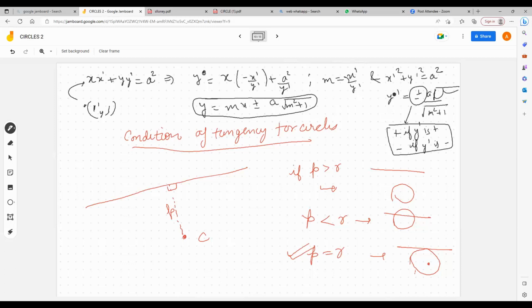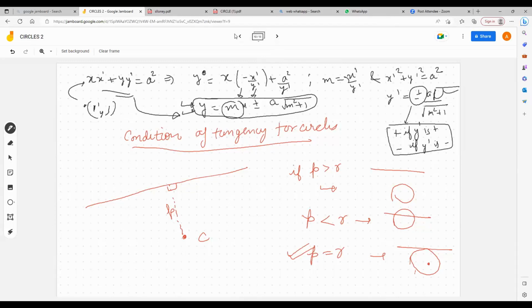Now, using this, we can just substitute x prime as minus m y prime, and after substituting, if we solve for y prime, we get it as plus or minus a divided by under root m square plus 1. And then we can convert this equation by putting minus x prime by y prime as m, and for a square by y prime, we put y prime as a divided by under root m square plus 1, and we will be getting this. So what I am trying to say is, using this equation, we just got this equation.